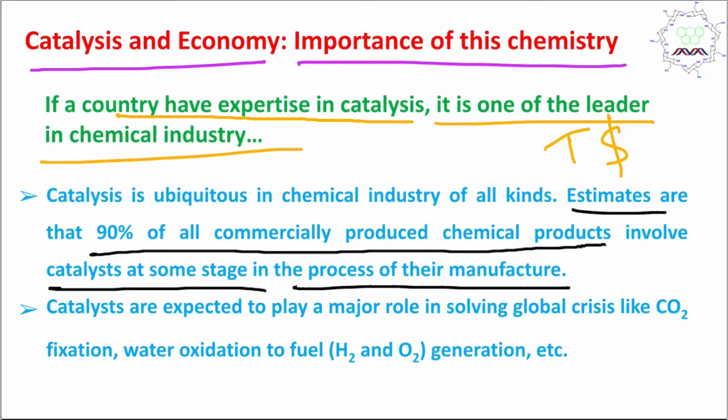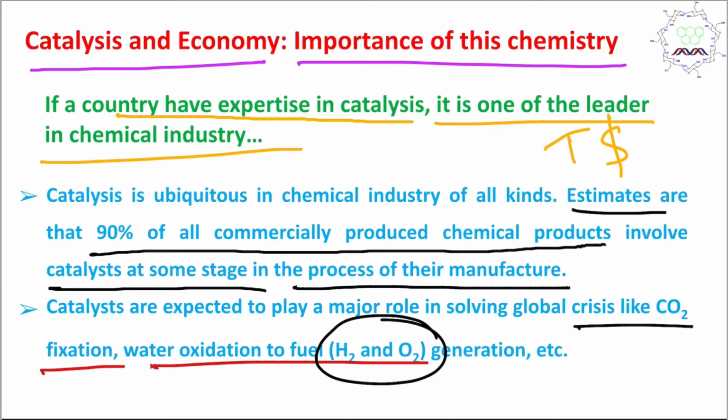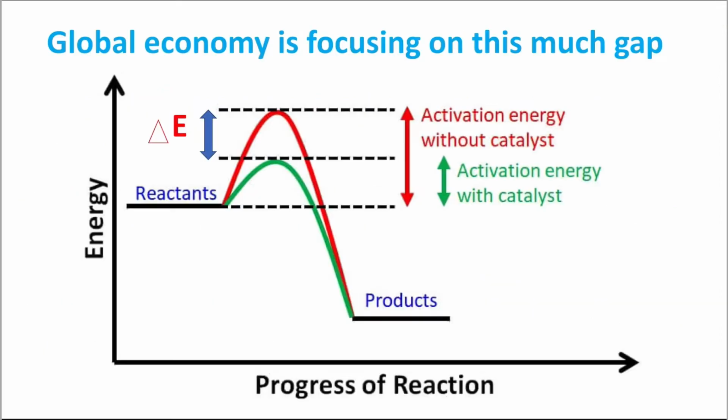Now, not only that, some recent future-based problems are expected to be solved using catalysis, like carbon dioxide fixation to stop global warming, or water oxidation for fuel generation, like hydrogen and oxygen, which we consider a future fuel. And in order to replace the fossil fuel based infrastructure, we need this chemical reaction, and for that purpose also we need catalyst. What do I mean by the statement?